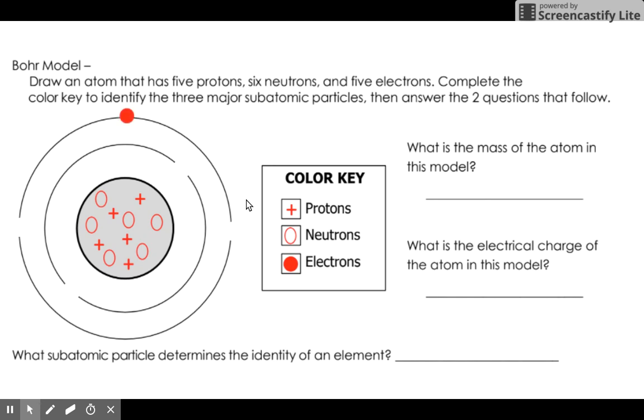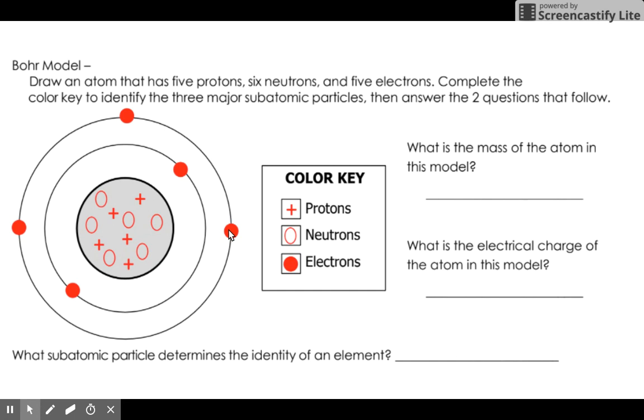1 electron, 2, 3, 4, and 5. Notice the placement of the electrons. There are 2 located on the first shell, and then the rest are placed on the second shell, still following the 2-8-8 rule. Let's answer our 3 questions.